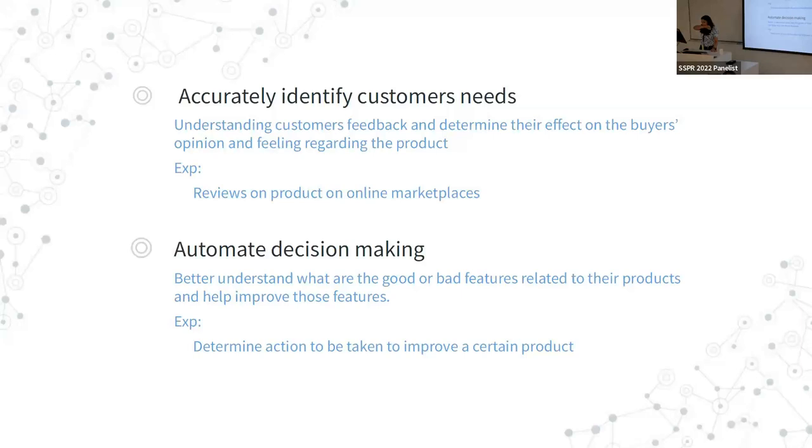We also need to automate this decision making. We don't need to run every review by itself. So we need to better understand what the good or bad features are in order to enhance them. We also need to determine the action to be taken in order to improve the survey.